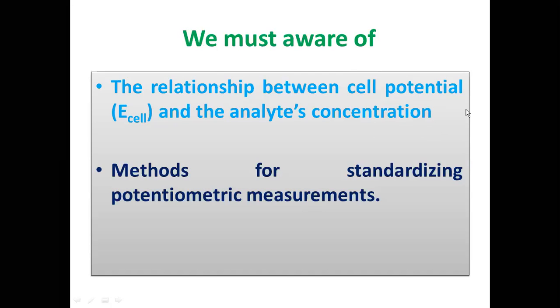This is given in the Nernst equation. What is the relationship between the cell potential and the analyte concentration? One must be aware. If you know the relationship between the concentration and the cell potential, then it will be very easy to determine the concentration of the analyte.